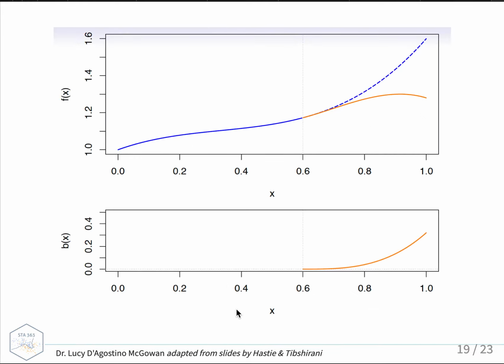So this is what that looks like. And again, the blue line would be if we were just fitting a polynomial function across this whole space. But we've got a knot at 0.6, and instead we're fitting a new polynomial in this latter space. And mapping that to what a basis function looks like, this is what it would look like.